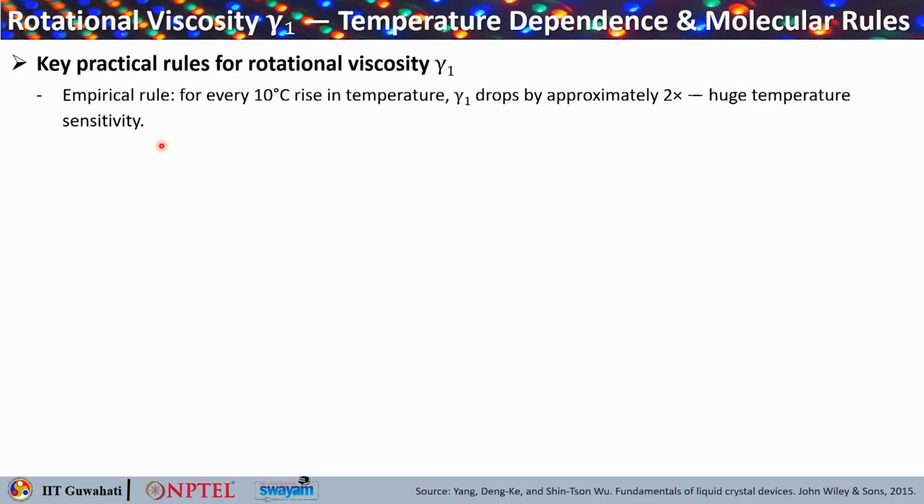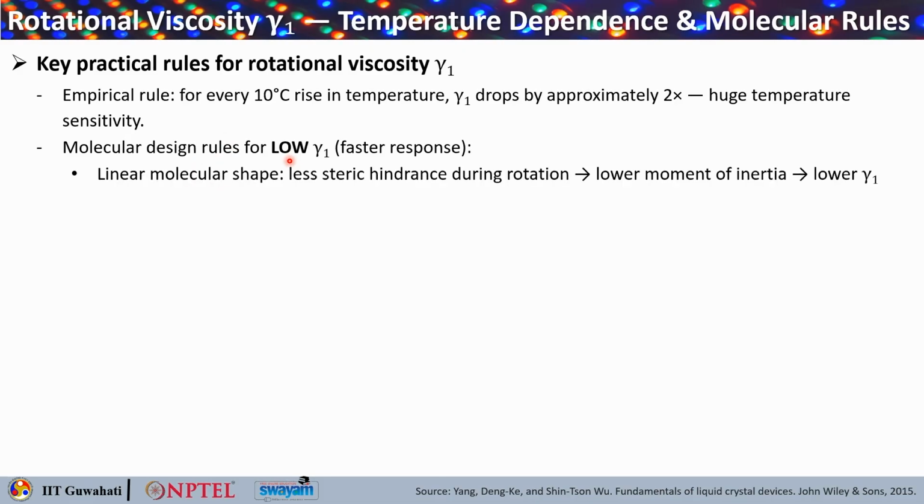So, what are the key practical rules for rotational viscosity gamma 1? The empirical rule says that for every 10 degree rise in temperature, gamma 1 nearly drops by 2 times. Okay. So, that means it is a huge temperature sensitivity. And the molecular design rules for low gamma 1, that means faster response, is that a linear molecular shape will have less steric hindrance during rotation. So, it will have lower moment of inertia, so you will have lower viscosity.